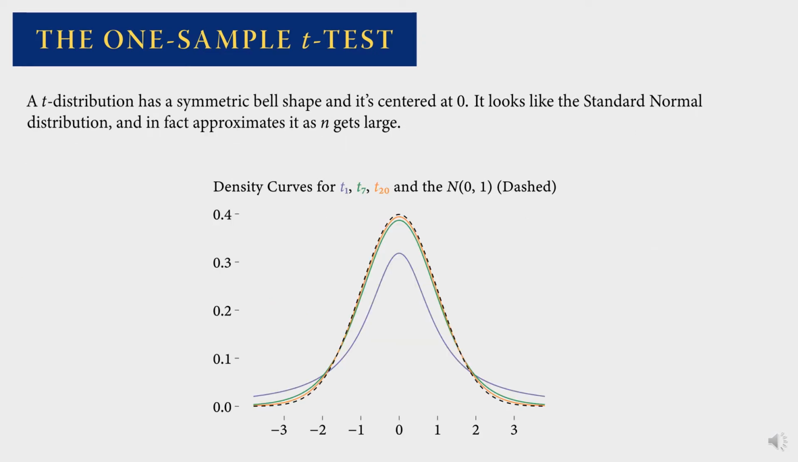There are infinitely many t-distributions. When n is large, there's not much difference between a t-distribution and a standard normal distribution. They're all centered at 0, but the t-distribution has these higher tails and a lower peak. As n gets bigger, the t-distribution gets closer and closer to a standard normal distribution.